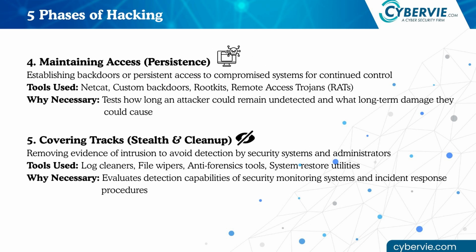Fourth phase is maintaining access. This tests whether an attacker could establish permanent access and stay hidden in a system for a long time. It's like checking if someone could hide in your house for weeks without you noticing. Here the tools used are Netcat, the networking tool, custom backdoors, rootkits. Rootkits are like hidden software, and remote access trojans for remote control.